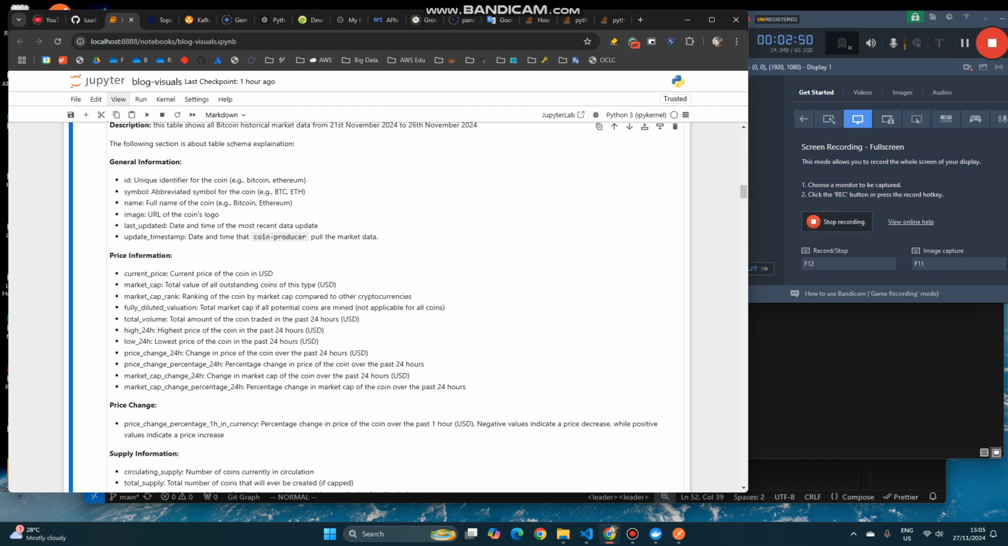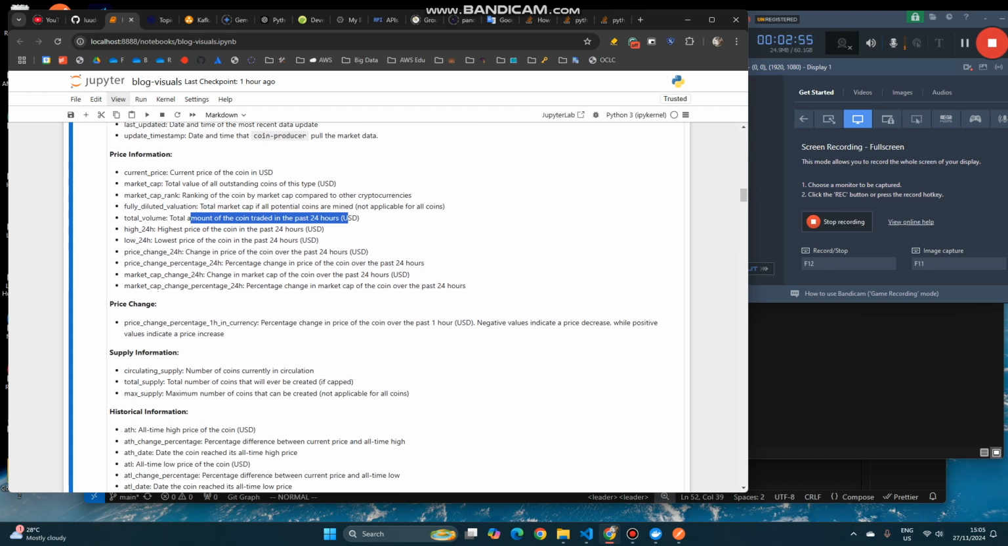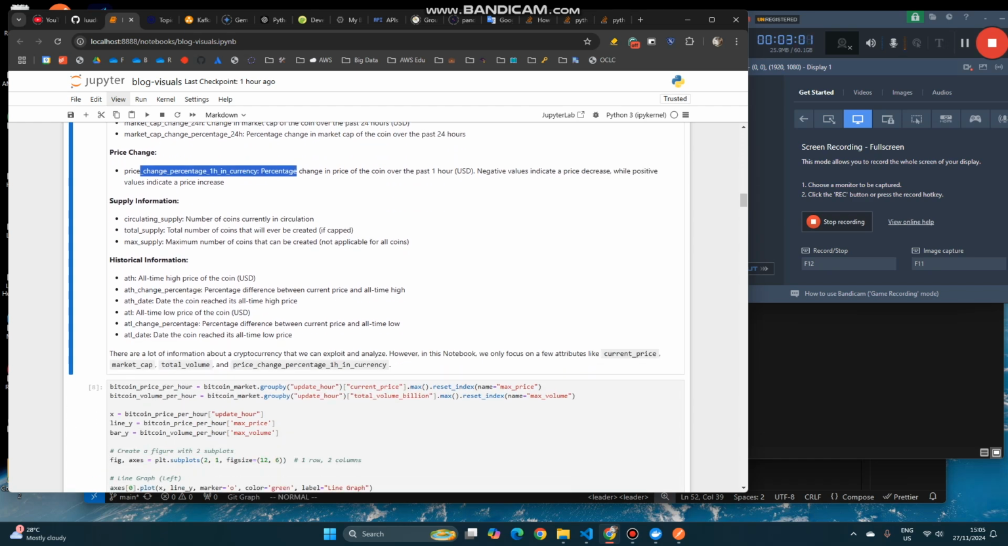Total volume is the amount of the coin traded in the past 24 hours, and price change is measured every 1 hour. There's a lot of information about the market data, but we only focus on some of them: the current price, the market capitalization, total volume, and price change.